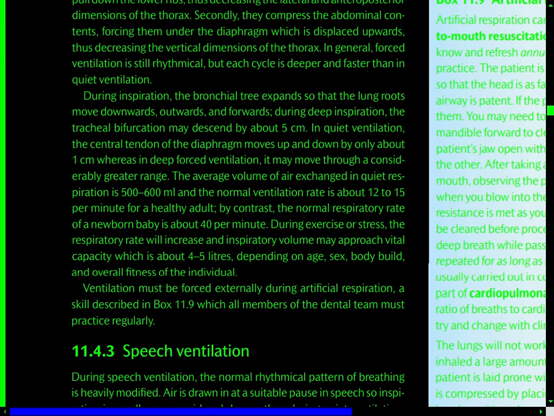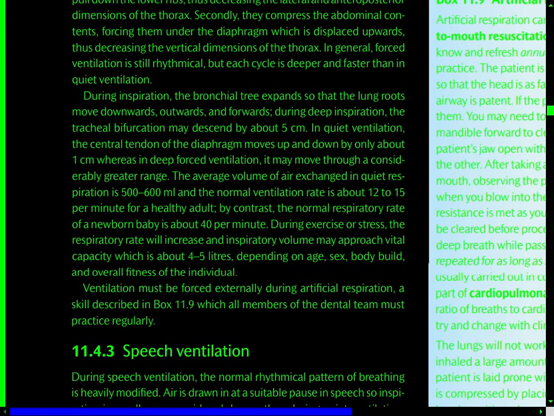In quiet ventilation, the central tendon of the diaphragm, we all know it. The diaphragm has muscles and a central tendon. Okay, in quiet ventilation, the central tendon of the diaphragm moves up and down only about 1 centimeter, whereas in deep forced ventilation it may move through a considerably greater range. 1 centimeter in quiet ventilation, that's the diaphragm movement, up and down, is not much. While in forced ventilation, of course, it will move in a much greater range.